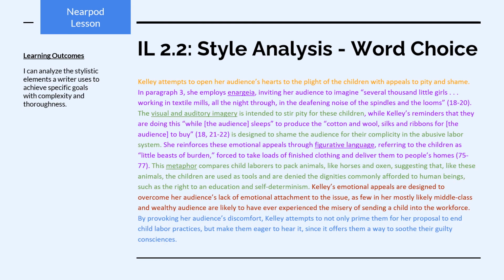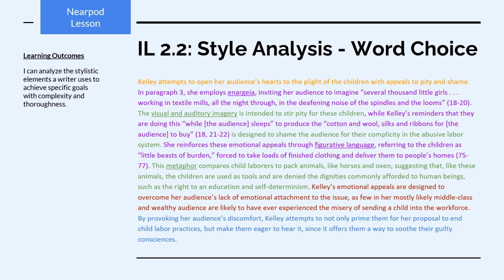And here is an example of how that's done, starting with my topic sentence. Florence Kelly attempts to open her audience's hearts to the plight of the children with appeals to pity and shame. Notice how my topic sentence does not identify any specific stylistic elements. I've saved that for my evidence and explanation. Moving on. In paragraph 3, she employs enargeia, inviting her audience to imagine several thousand little girls working in textile mills all the night through in the deafening noise of the spindles and the looms. Enargeia, if you're not familiar, is just vivid imagery. It's another term for vivid images.